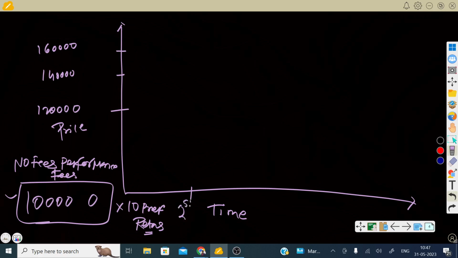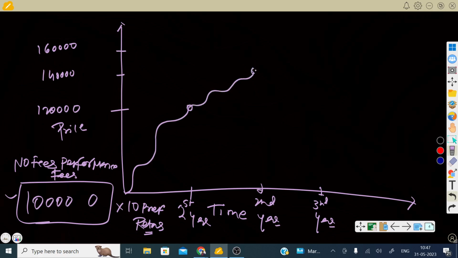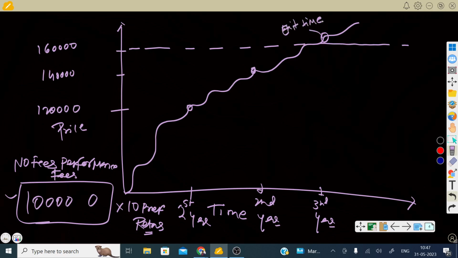First year, second year, and third year. So let's assume that this particular investment value reached 120 in the first year. Second year it reached 140, and third year it reached the next level, and this is your exit time.